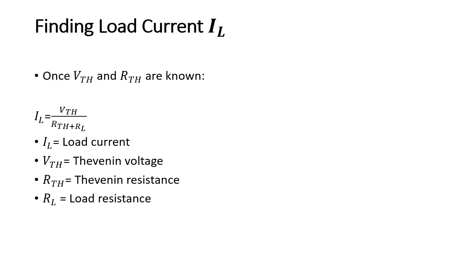That is, for an equivalent circuit, Thevenin's resistance is equal to the equivalent resistance. Next is to find the load current IL. After knowing the VTH and RTH, we can calculate the current across the load resistance with the help of the formula IL is equal to VTH by RTH plus RL. That is, VTH is the Thevenin's voltage, RTH is the Thevenin's resistance, and RL is the load resistance. Once we know the Thevenin's voltage and Thevenin's resistance, we can calculate the load current easily with the help of this formula.